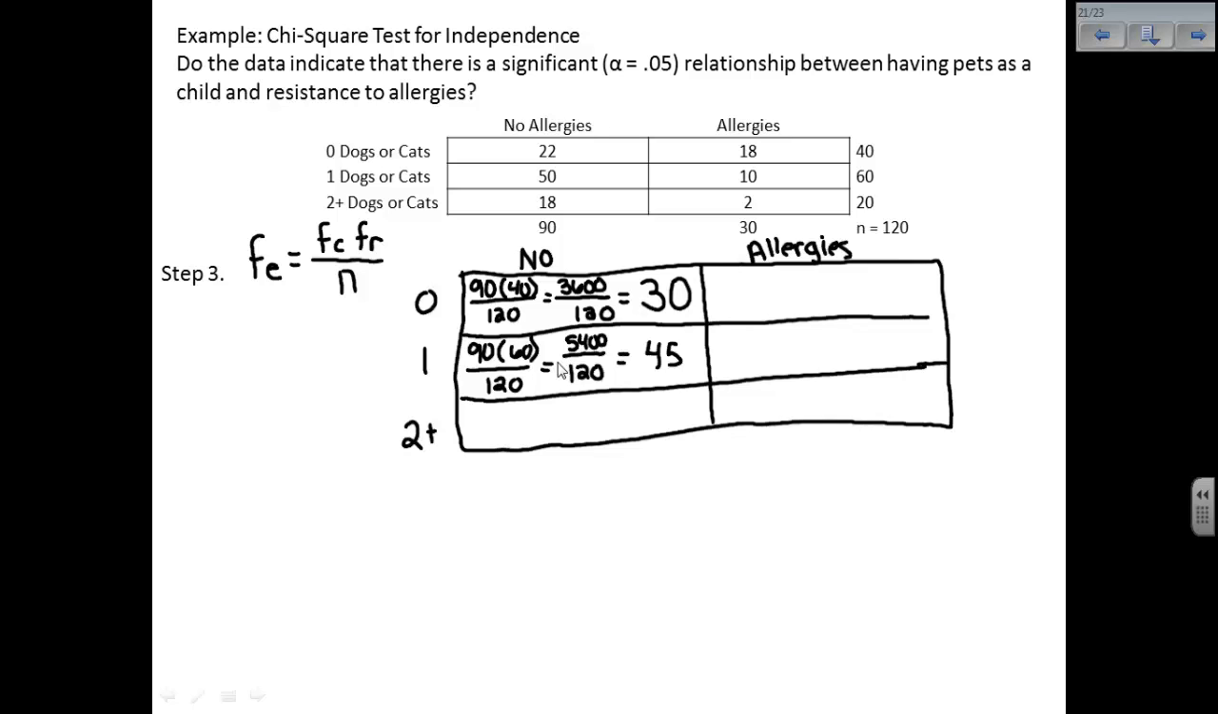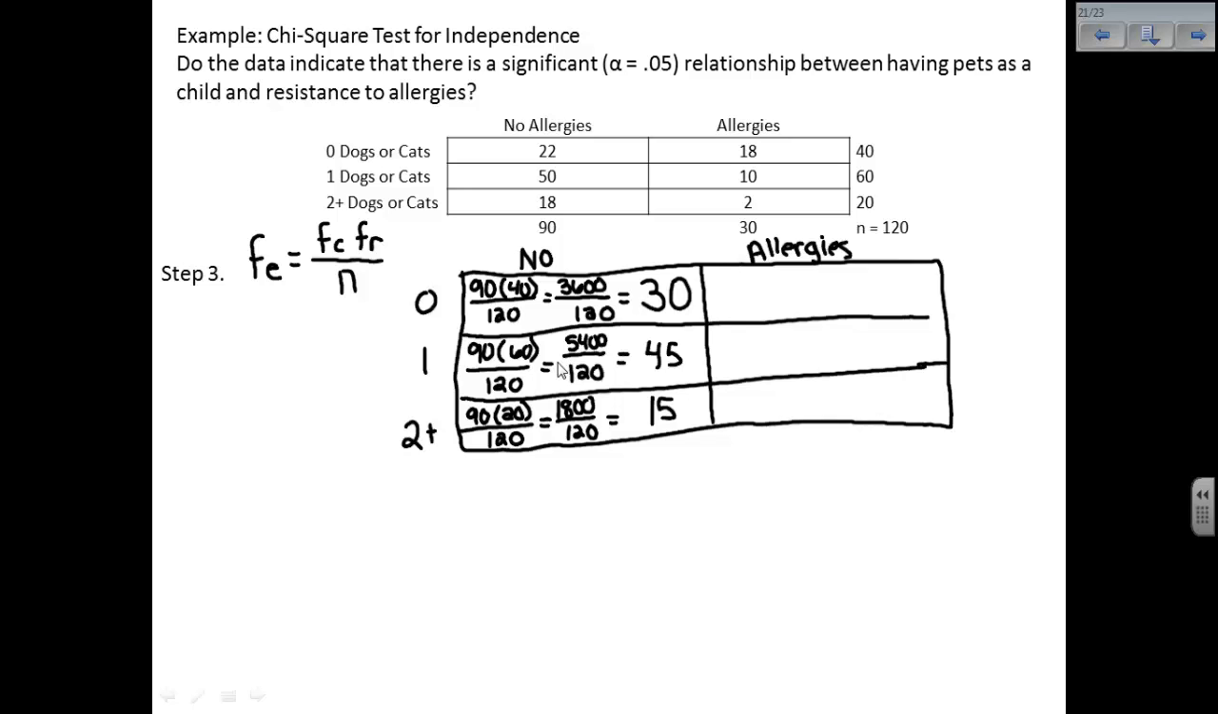Next group. So the frequency column for no allergies is still 90. Frequency row for 2 plus dogs or cats is 20, divided by the total sample size of 120. 90 multiplied by 20 gives you 1,800, divided by 120, and you end up with 15. Under the null hypothesis, we would expect to see 15 people with no allergies with 2 plus dogs or cats.